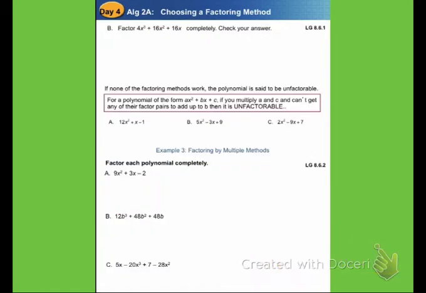And of course we have a you try problem, so I want you to try example B. Pause the video and try it, and then tune back in to check to see how you did.